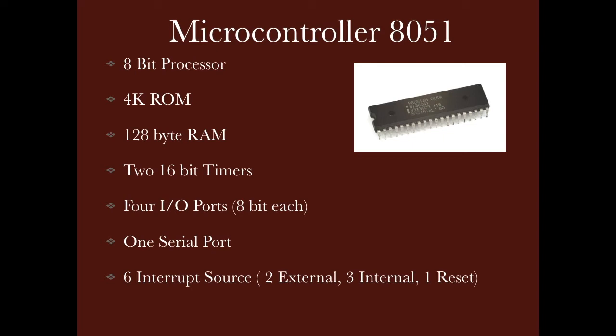8051 supports 6 interrupts: 2 external, 3 internal, and 1 reset is also included in the interrupt sources, as it resets the 8051 and takes it to its initial condition. So it basically interrupts the normal processing of 8051. Lastly, 8051 has an on-chip clock oscillator. This oscillator needs an external clock to run, and 8051 works on this clock.